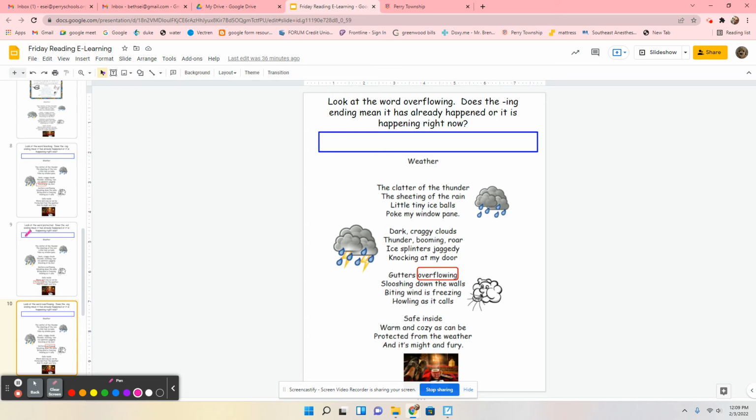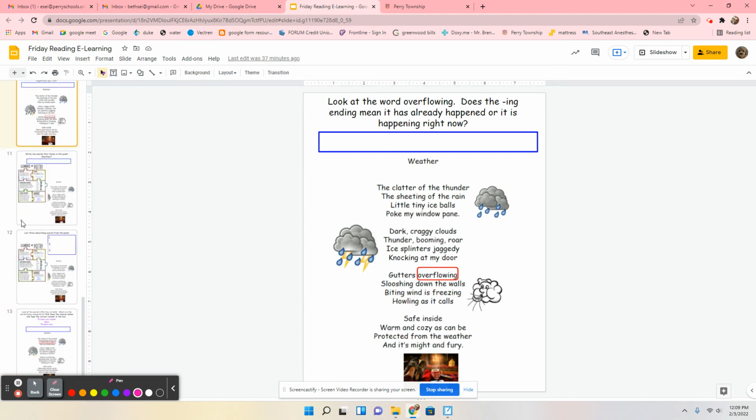Look at the word overflowing. Does the ing ending mean it has already happened or it's happening right now? Hopefully you said that the ing ending means that it's happening right now.